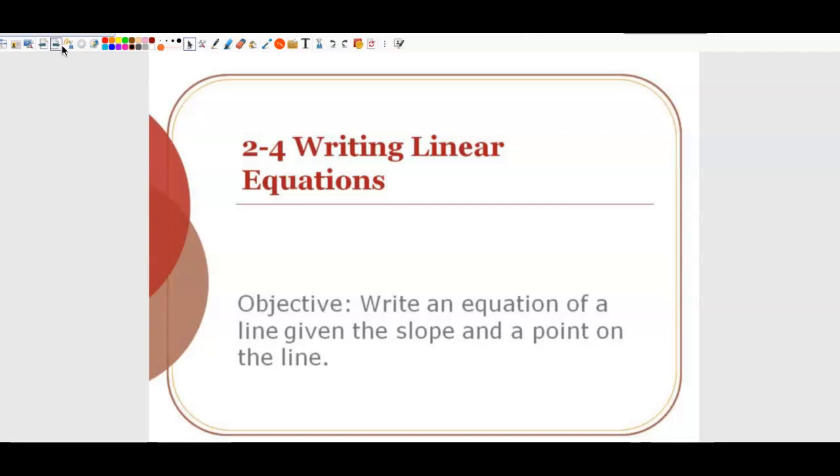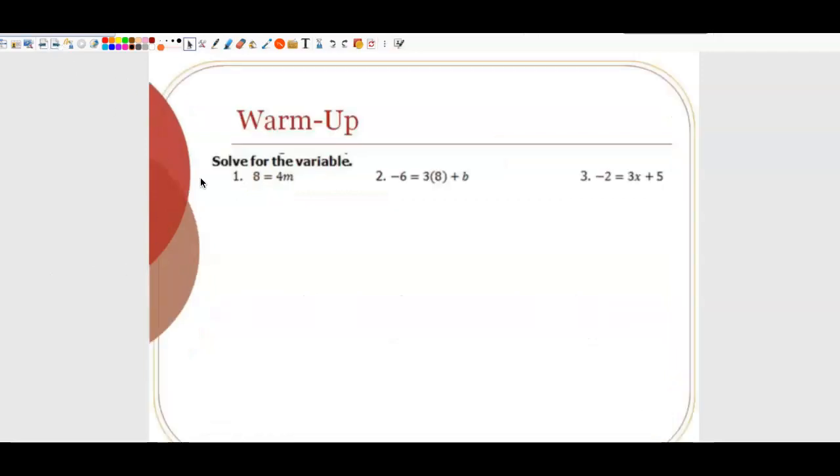Okay, so in example number 1, we're going to solve for 8 equals 4m by dividing both sides by 4. So we solve for that by dividing both sides by 4, giving 8 equals 4m divided by 4. So we get 2 is equal to m.